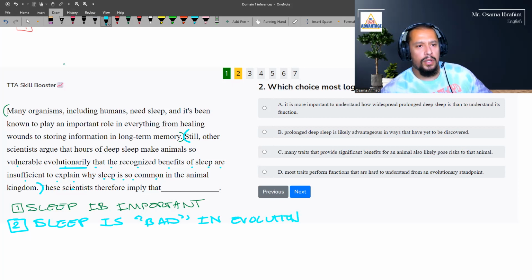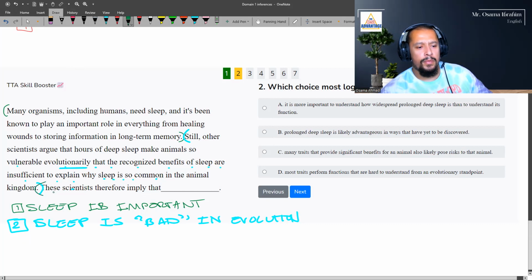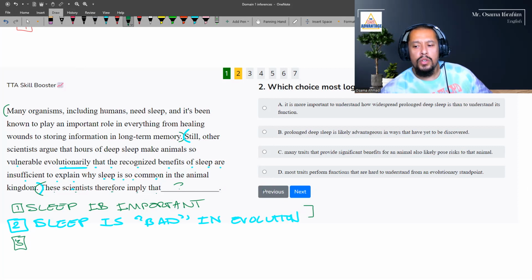Okay, now idea number 3. Read it for me. These scientists therefore imply that... What do they imply? I want you to put these 2 ideas together. You can either have an idea of an answer or you can check the answer choices, but remember, they need to come from the text. Let's check out answer A. Read nice and loud, Ahmed, so the rest of the group can hear you. It is more important to understand how widespread prolonged deep sleep is than to understand its functions.